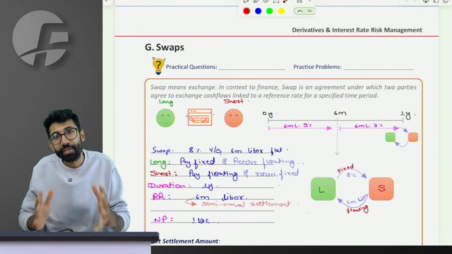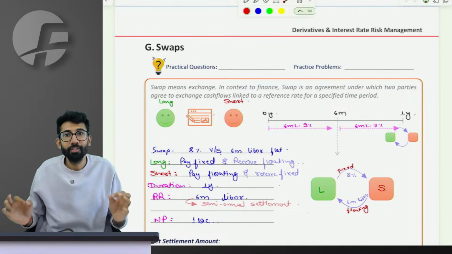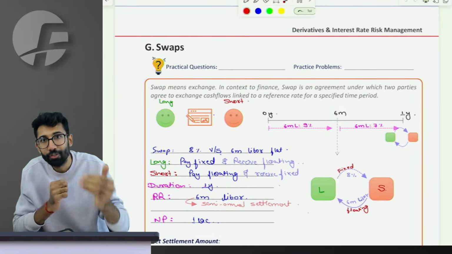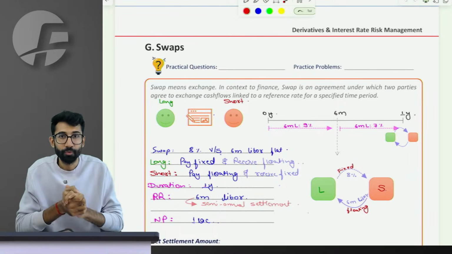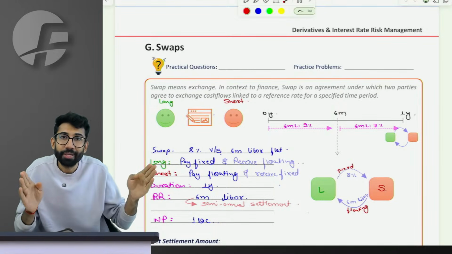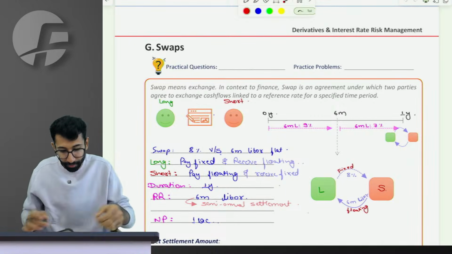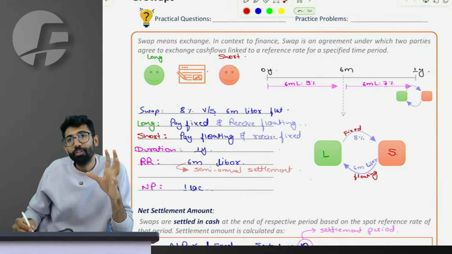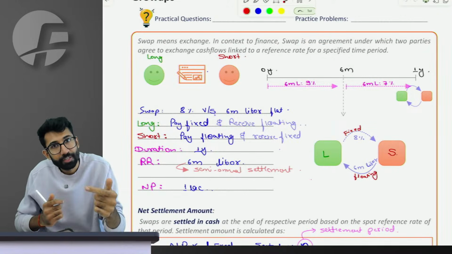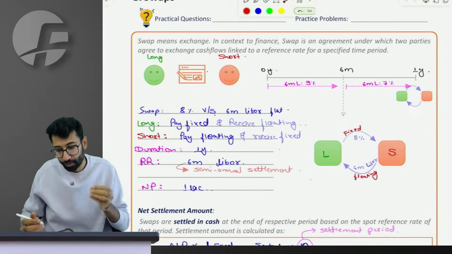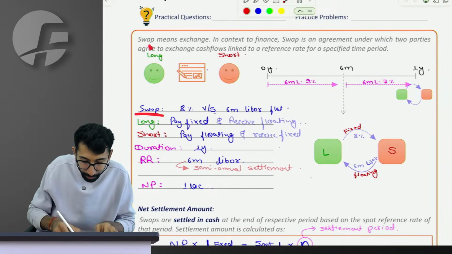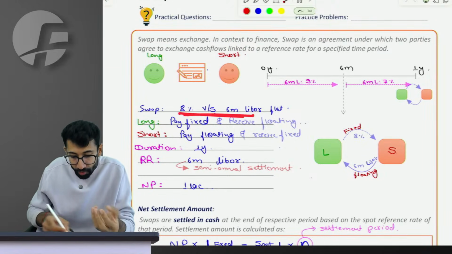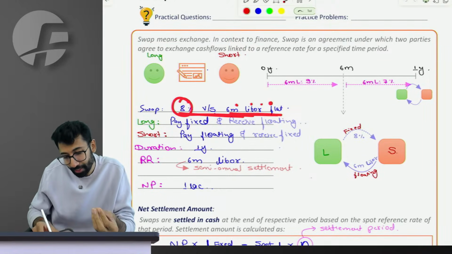A swap is actually an agreement to exchange cash flows. Suppose both of us enter into an agreement where I will pay you some cash flow, and you pay me some cash flow, over a period of 2 years. Let's say the nature of the contract is that one will pay fixed cash flow and another will pay floating cash flow. The terms of the swap are 8% versus 6-month LIBOR flat.